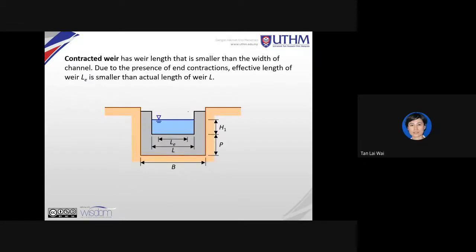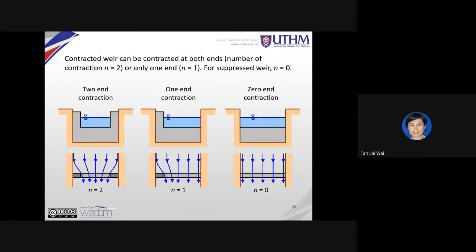Let's look at the contracted weir. When it says contracted, you are going to have an effective length, because when you are contracted, this is from the front view, or cross section across the channel. This view is from the top. If you're looking from the top, this is the direction of the flow. So there's a correction factor where you need to find the effective length, LE.